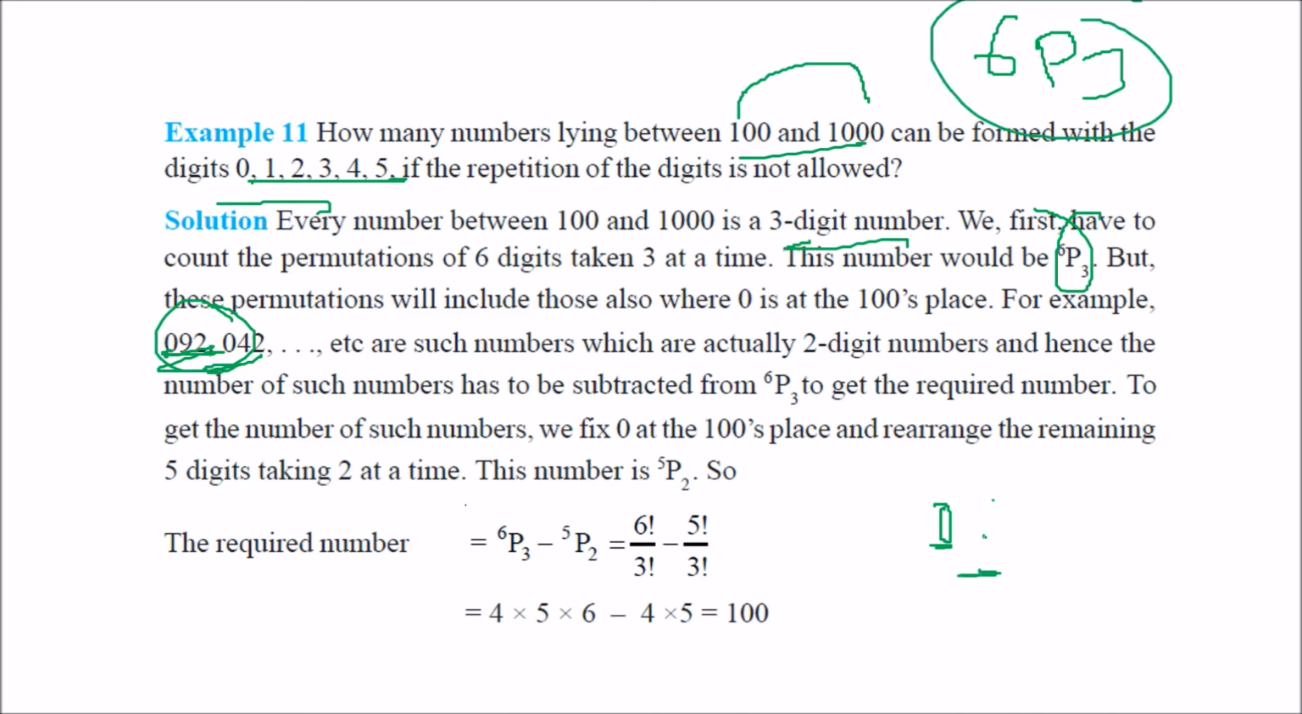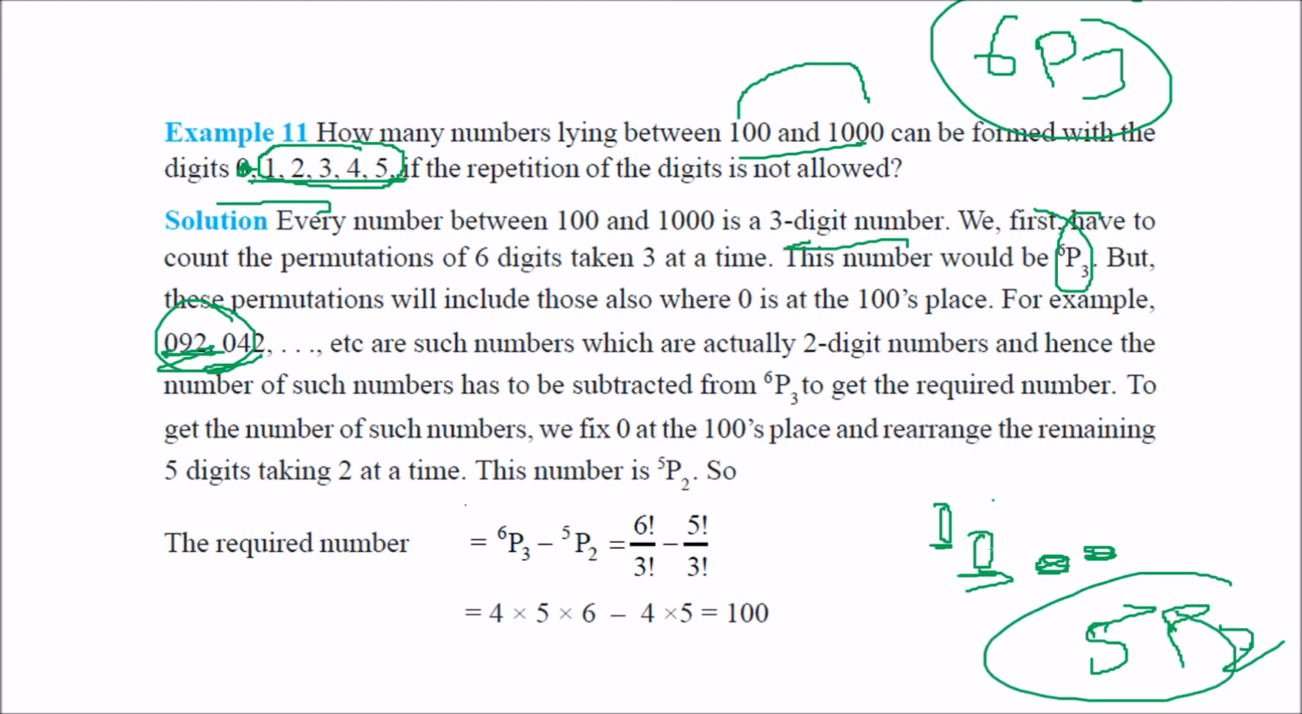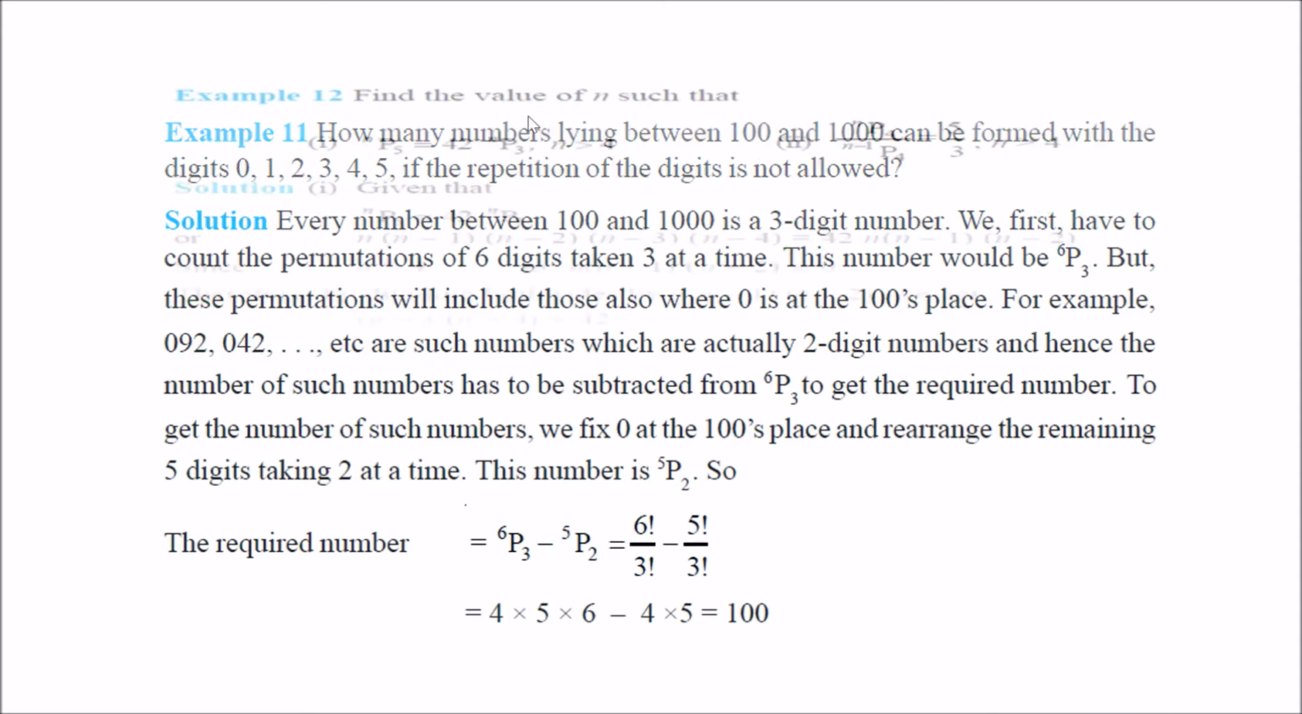So just fix this number 0 and the other 2 can be chosen in any way. If we place 0 here, there are only five options, and only 2 spaces. So we can choose 2 from 5 in 5P2 ways. And these are all those which are having 0 as the first digit, and that is actually not a number between 100 and 1000. So you have to eliminate this 5P2 from 6P3. That is going to give you 100.